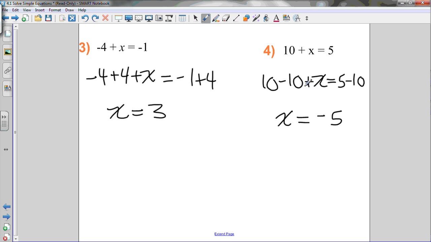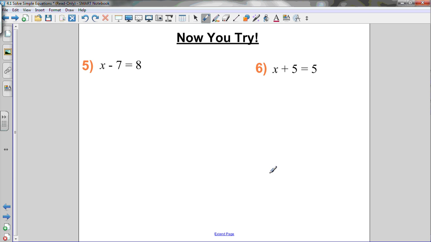So the solution to this equation is x equals negative 5. Negative 5 is the value of x that makes this equation true. 10 plus negative 5, or 10 minus 5, is 5. So left side equals right side.